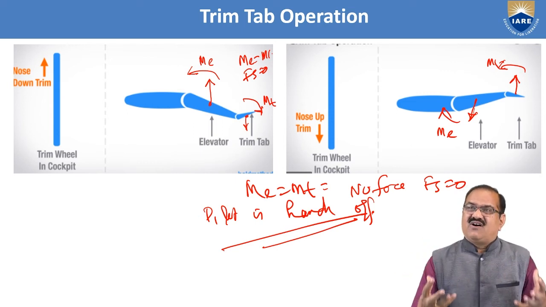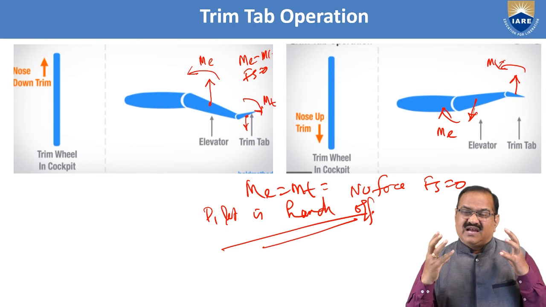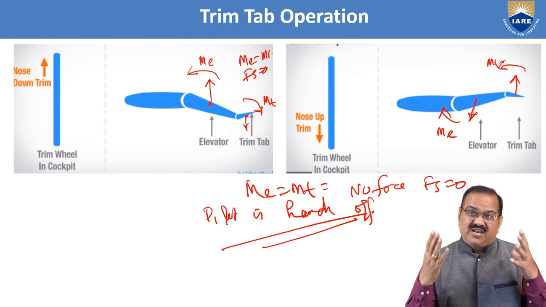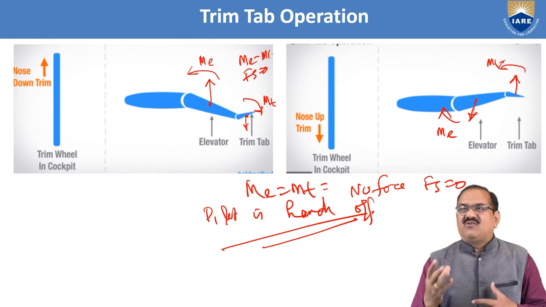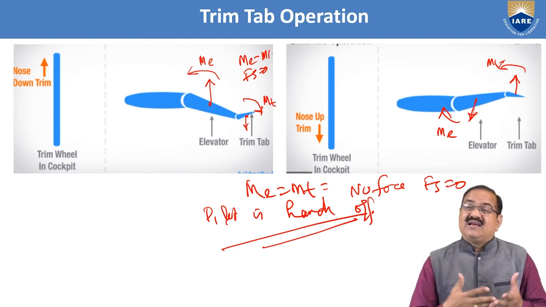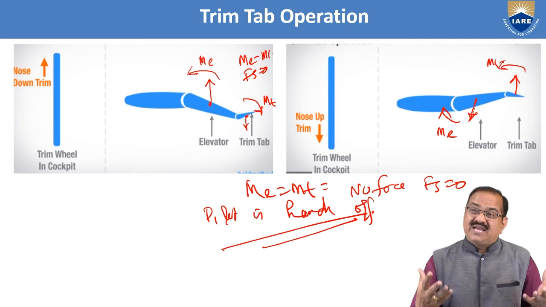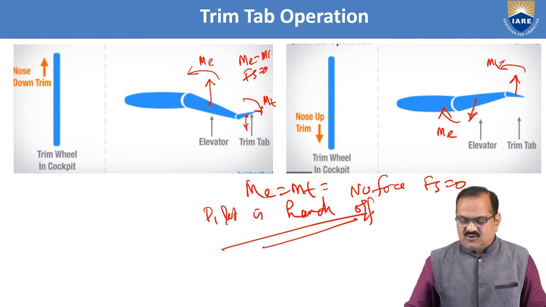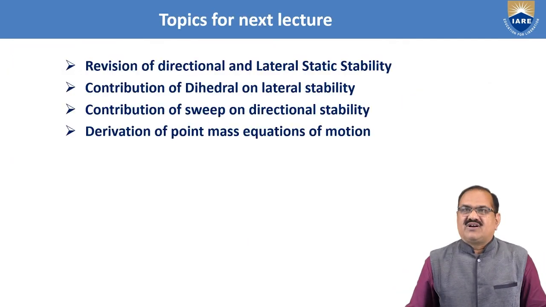All students of aeronautical engineering should have a very clear concept of the trim tab, the concept of mass balancing, and the concept of the horn. Today, it is very essential to understand all these concepts.